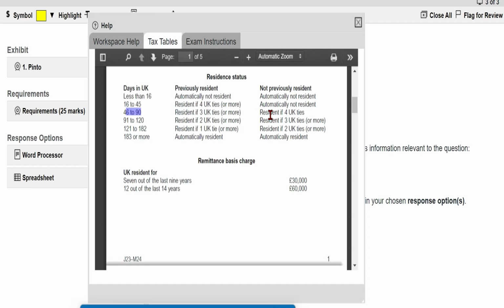And in year 23 and 24, she was in the UK for at least 148 days. It was mentioned in the question.